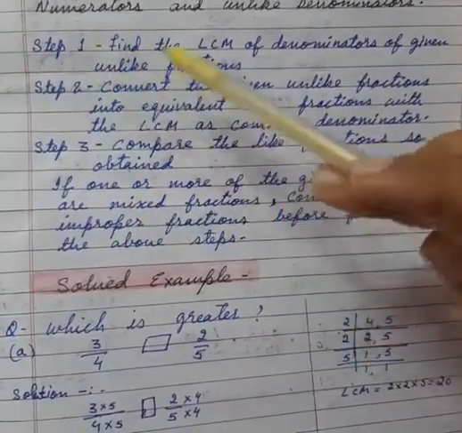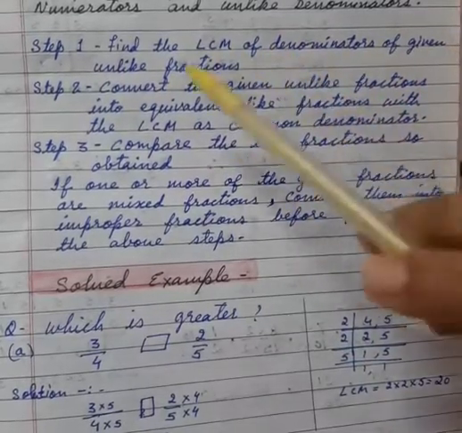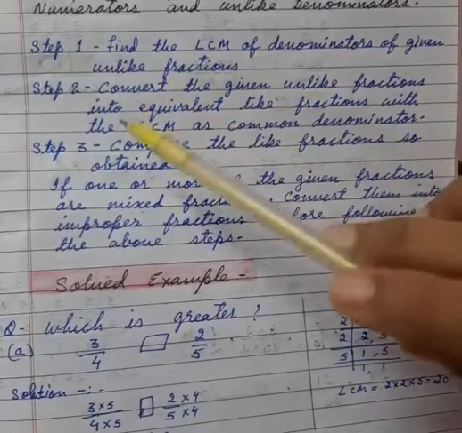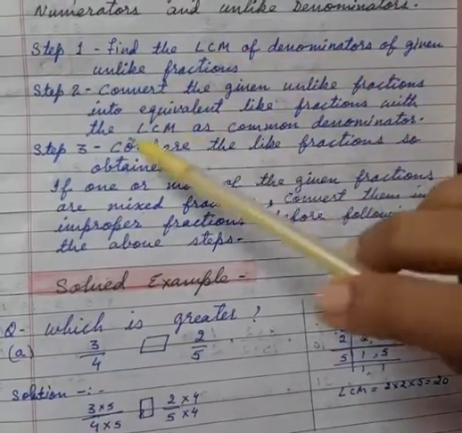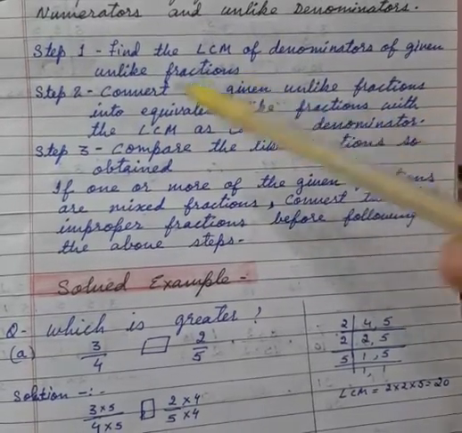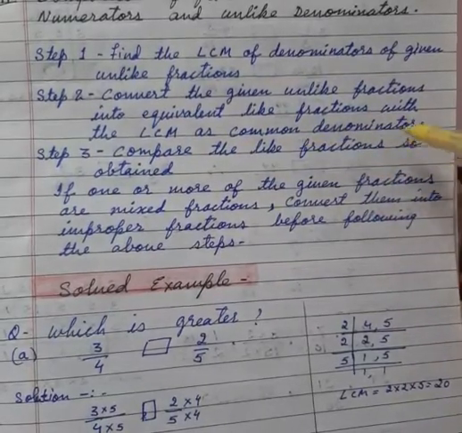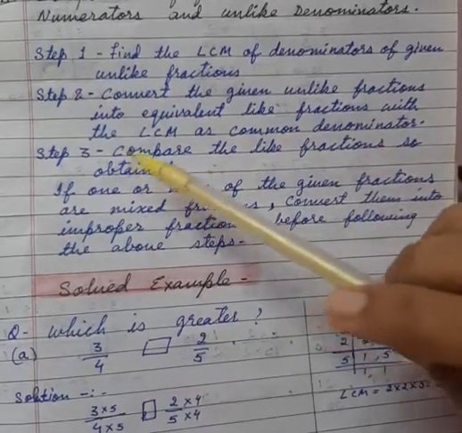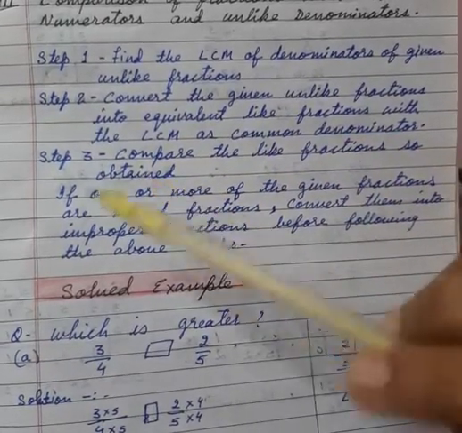The first step is to find the LCM of the denominators of the given unlike fractions. Second, convert the given unlike fractions into equivalent like fractions with the LCM as the common denominator. Third, compare the like fractions so obtained.